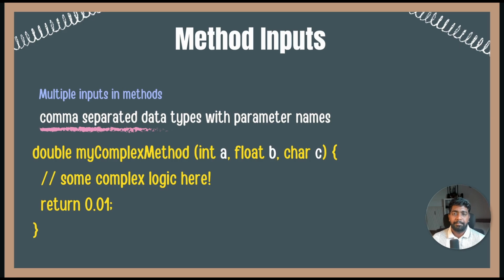Then inside the parameters section, I have 3 different inputs or parameters. They are followed by the data type and the name. You can define parameters according to your will. There is no restriction. It can be from the same data type or multiple data types. As we have defined double as the return type, this method must return a double value as the output. As I have here, return 0.01 as the return value, which complies with the return type of this method.